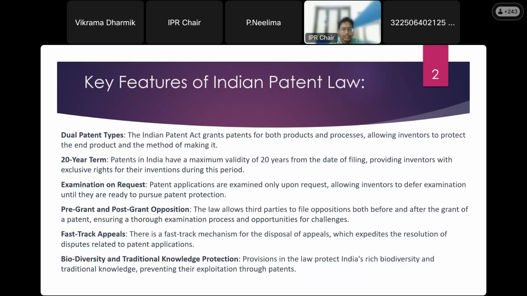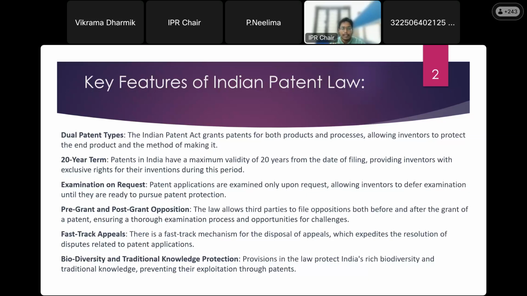Biodiversity and traditional knowledge protection is also a feature. For example, turmeric, neem, or some yoga related posture, whatever it may be. These things are specific to our traditional knowledge and biodiversity. Some people, maybe in some countries, are filing patents on these kinds of areas. To avoid that, the Indian government has come up with biodiversity and traditional knowledge protection databases, so that if anybody files on areas like our traditional knowledge, for example neem or turmeric, it can be checked.